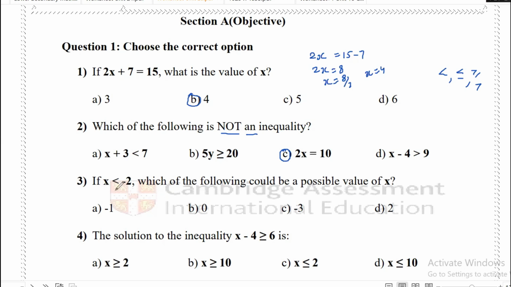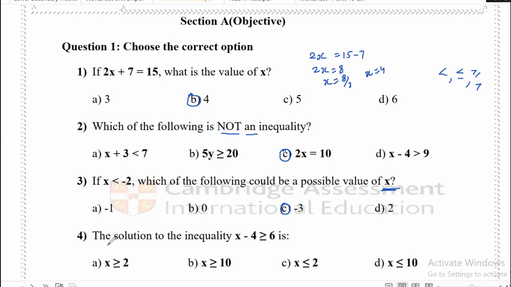And then we have next: if x is less than minus 2, that means all the values which are less than minus 2, like minus 3, minus 4, minus 5, which of the following could be the possible value of x? So minus 1 is bigger than minus 2. It cannot be less than. So this 0 also, and 2 is positive. So option C is the correct option.